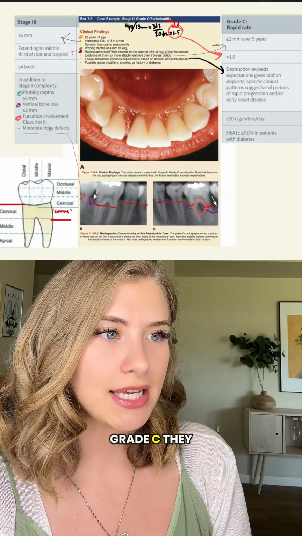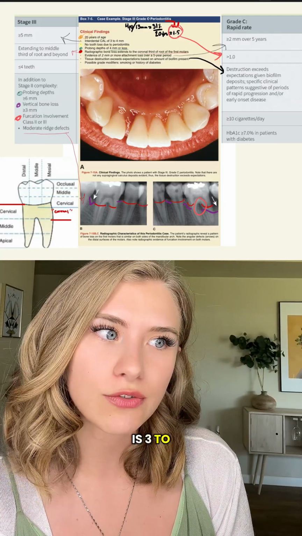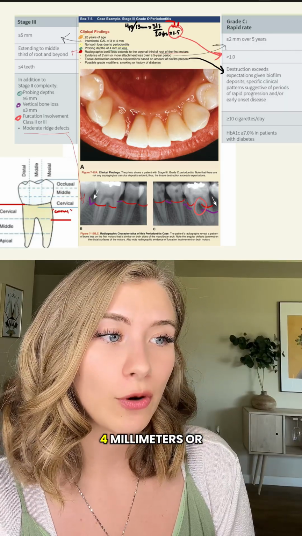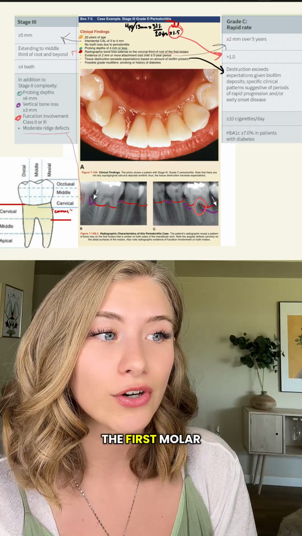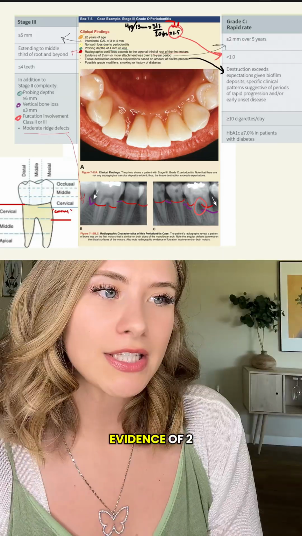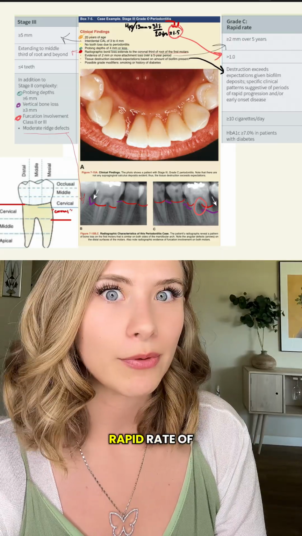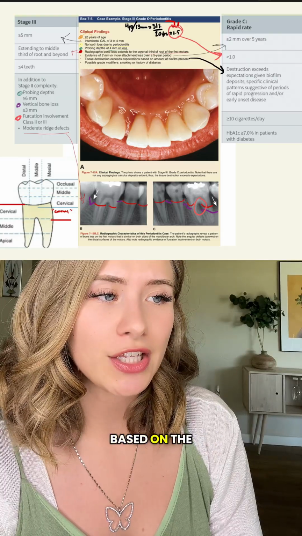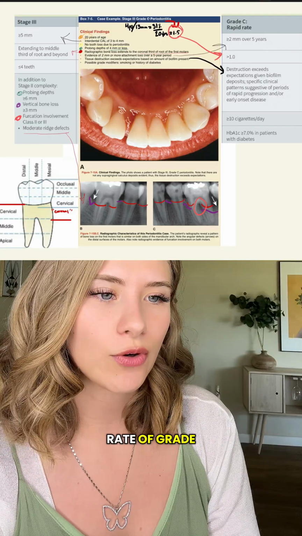Okay, this next one is a stage 3 grade C. They are 20 years old. Their interdental CAL is 3 to 4 millimeters. No tooth loss due to periodontitis. Probe depths of 4 millimeters or less. Radiographic bone loss extends to the coronal third of the first molar, so it's localized. Evidence of 2 millimeters or more attachment loss over a 5-year period goes to grade C, rapid rate of progression. The tissue destruction exceeds expectations based on the amount of biofilm present. That's a C on the rapid rate of grade.